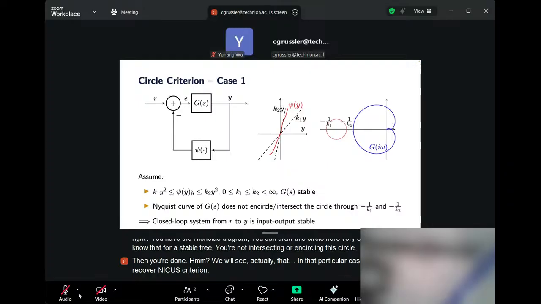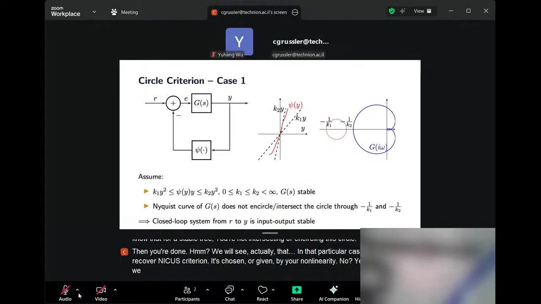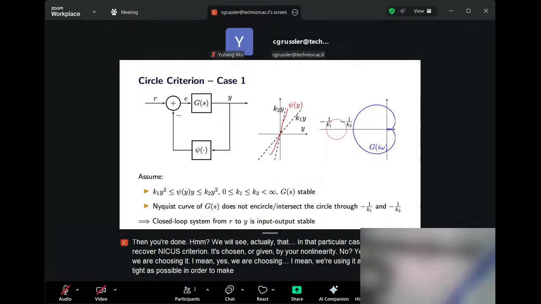It's given by the nonlinearity. It's not like we are choosing it. I mean, yes, when we are choosing it, we choose it as tight as possible in order to make the circle as small as possible. But otherwise, it depends on our nonlinearity.